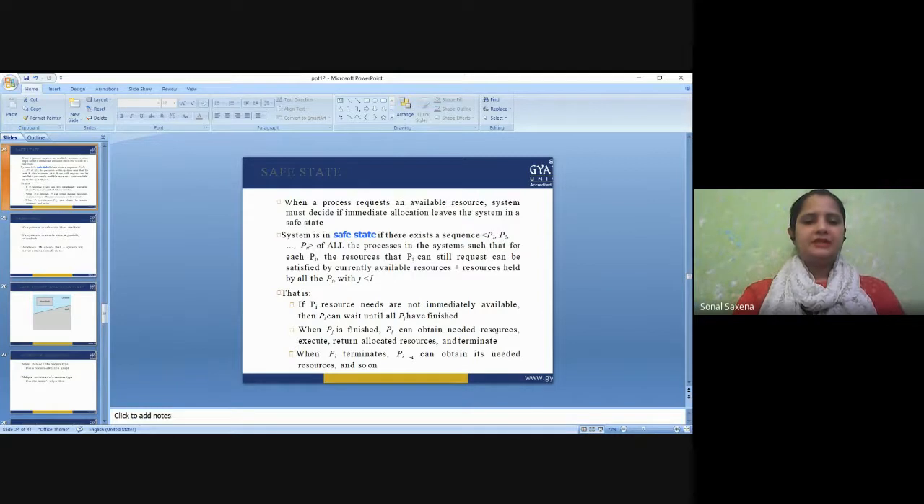So we can summarize that if process Pi's resource needs are not immediately available, then Pi can wait until all Pjs have finished. Or when Pj is finished, Pi can obtain needed resources, execute, return allocated resources, and terminate. And thirdly, when Pi terminates, Pi's needed resources can be obtained, and so on. This process can go on, right?